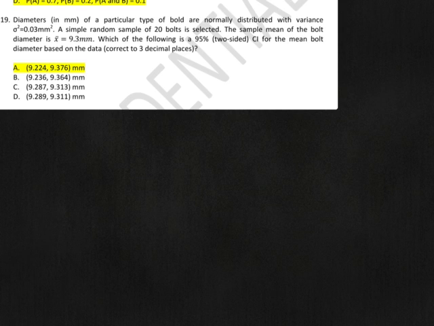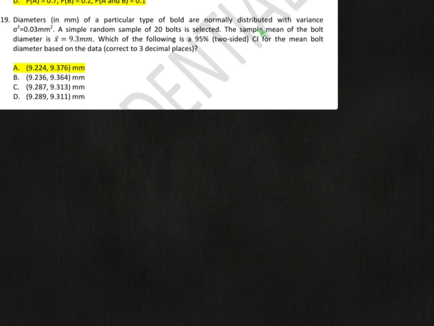A simple random sample of 20 bolts is selected. The sample mean of the bolt diameter, x bar, is 9.3 millimeters. Which of the following is a 95% two-sided confidence interval for the bolt? The fact that the sample size is 20 bolts might tempt you into thinking that we're going to use a t distribution here. But the fact that it's a normally distributed population and we're given the population variance means that we're actually going to be able to use a z statistic.